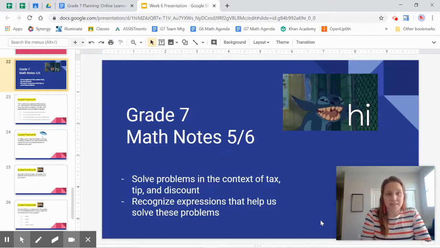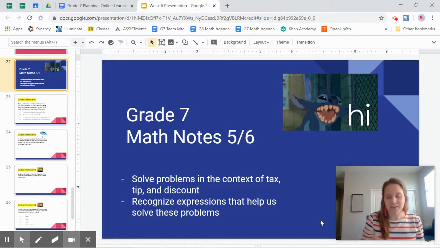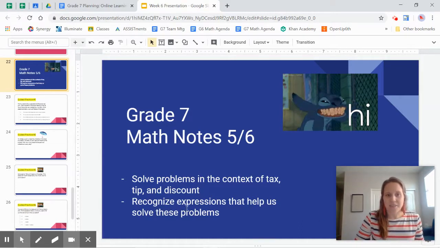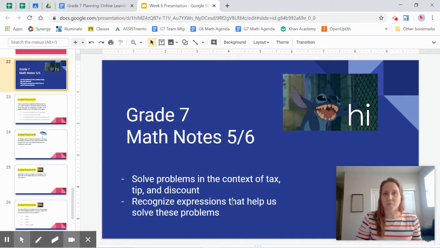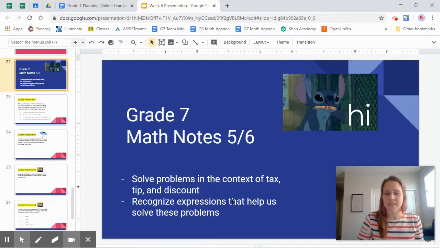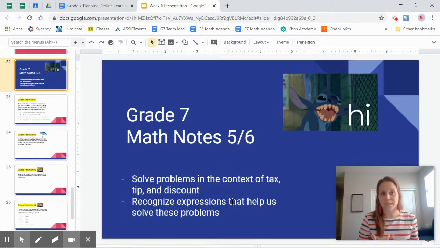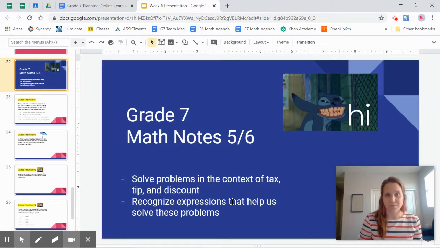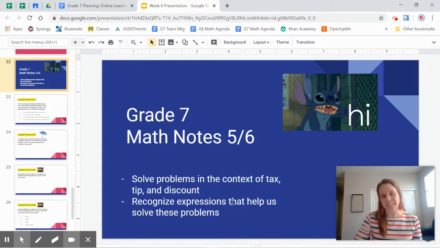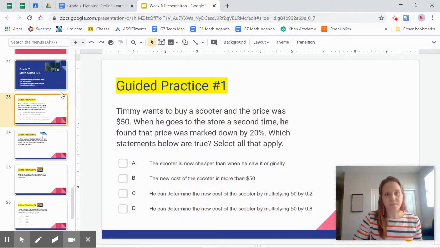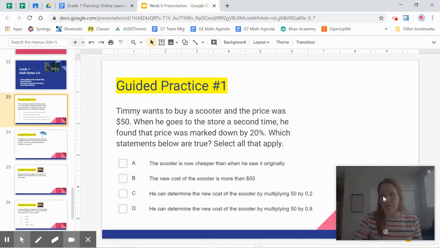Also, one part of the seventh grade standard for this skill is to recognize expressions that can help you to find the percent or the value that you need. And we've been using ratio tables, not expressions. So today we're also going to get a little bit more flexible and use algebra to model our thinking. So I'm excited to dive in. Let's get started. Here's practice question number 1.